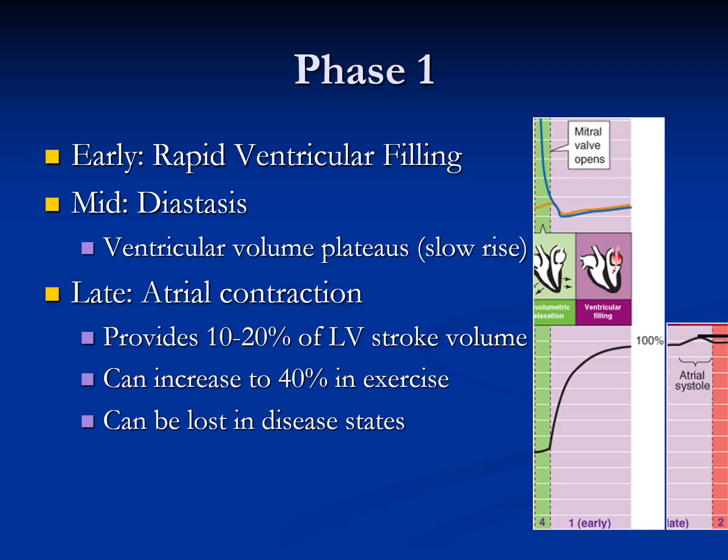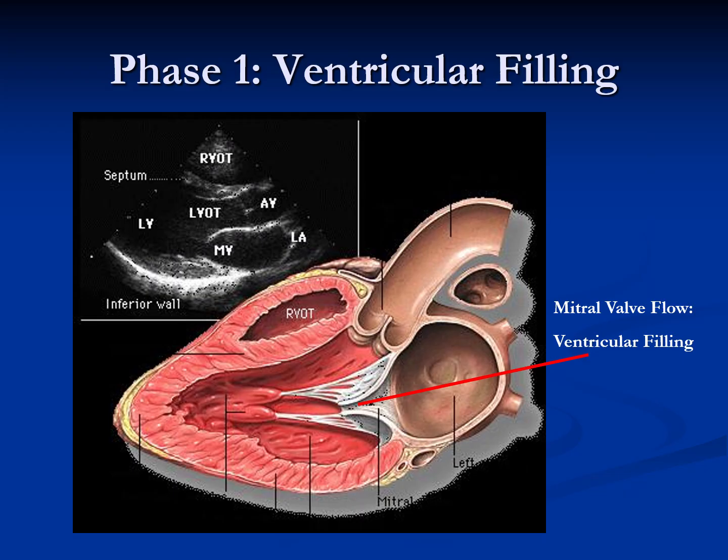So therefore, phase one is divided into an early rapid filling, a mid, very slow, if no filling at all, and a late filling called the atrial contraction phase of the filling. And this would be illustrated here.